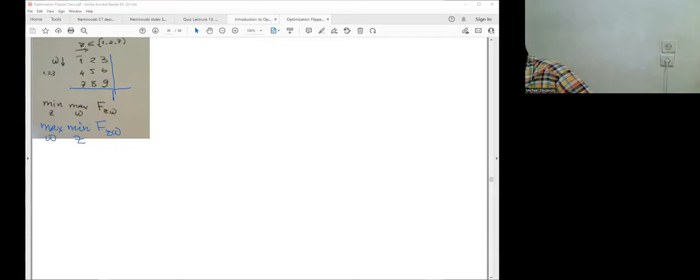So if I want to minimize for a given Z, for example, Z is equal to one. One means that I choose the first column in this matrix. Which omega will provide me the maximal function value? Three. Just a second. You're right, but we will go step by step. Let's put the maximal value of the first column. It's seven, yes?